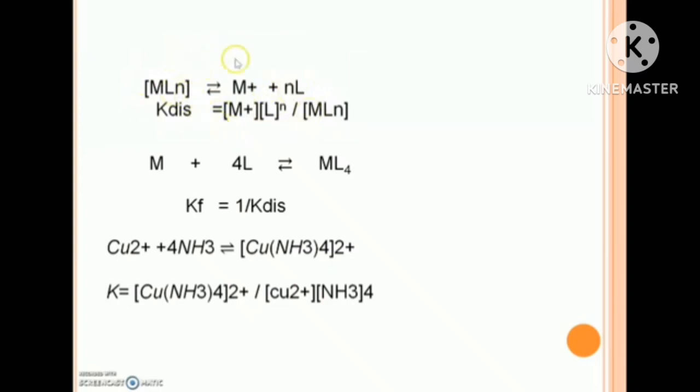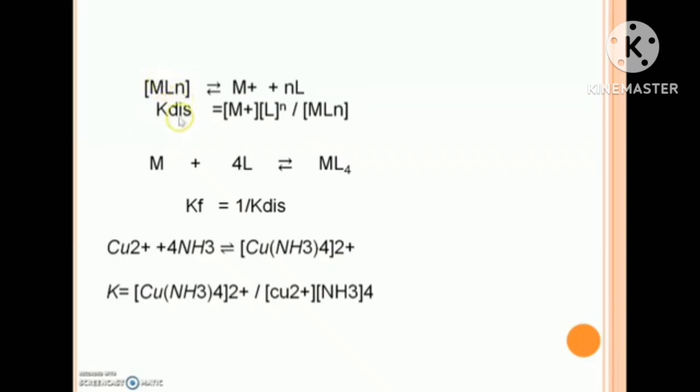If the complex is highly stable, then also this reaction takes place to a slight extent. And here we know that if the dissociation constant is higher, that means the complex is less stable. That is, if the dissociation constant is higher, the complex gets dissociated into its own ions. That means its stability is low. That's why it gets dissociated. And if the dissociation constant is less, that means the complex would be more stable.